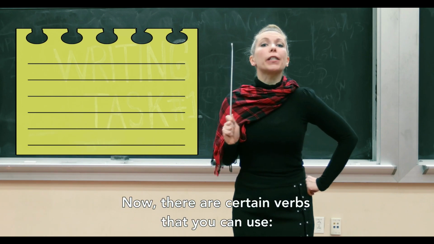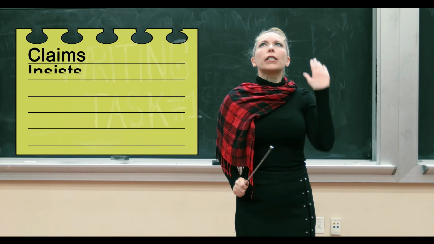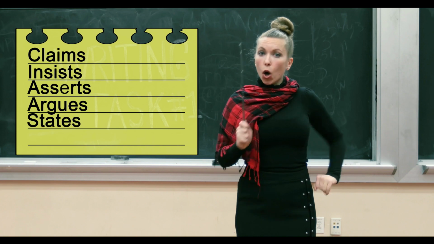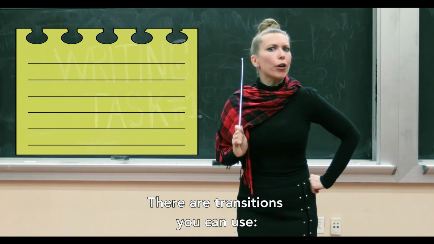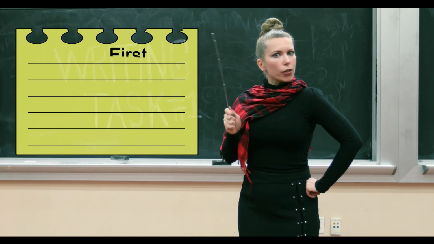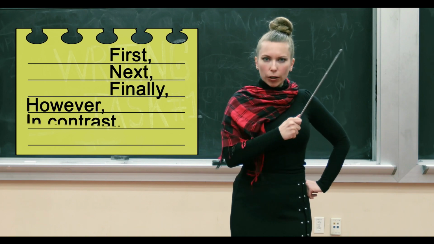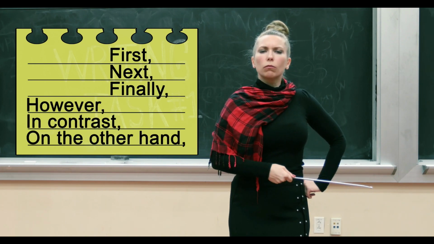Now, there are certain verbs that you can use. Claims, insists, asserts, argues, states, points out that. There are transitions you can use. First, next, finally. However, in contrast, on the other hand.